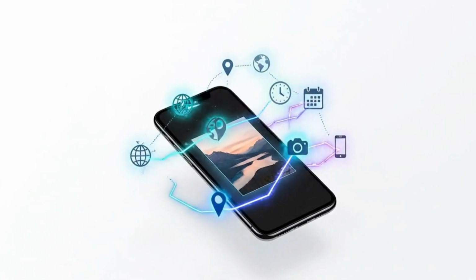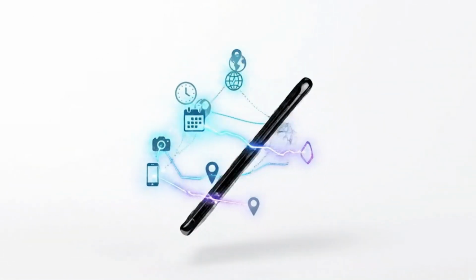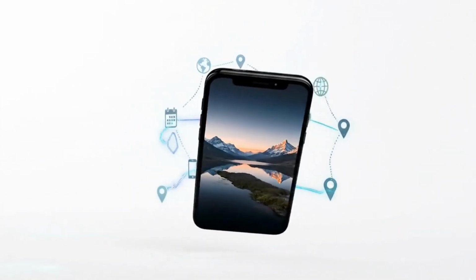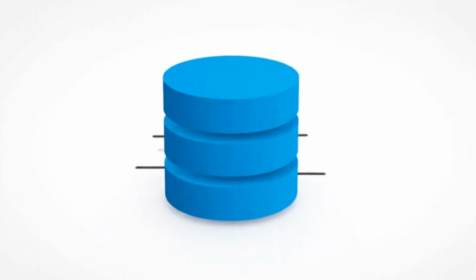Every photo you've ever taken knows exactly where you were, what time it was, and what device you used, even if you never typed a single word. That hidden layer of information, that's metadata, and it's everywhere.